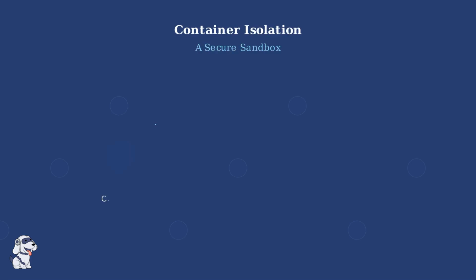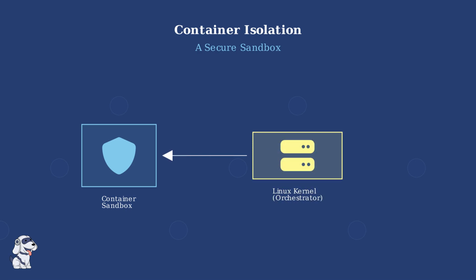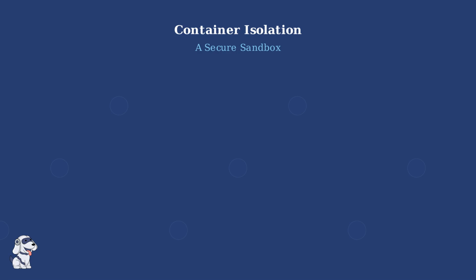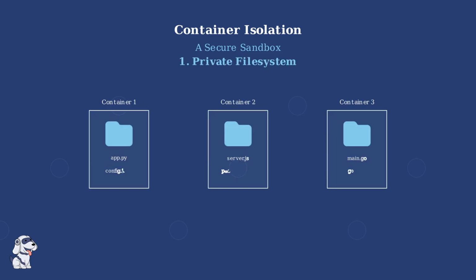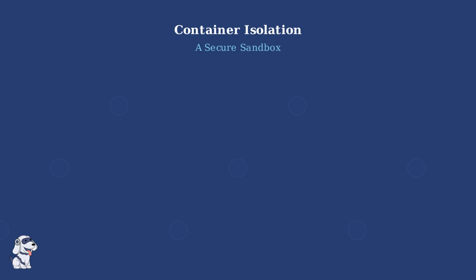Container isolation is one of the most important security features in containerization. Think of it as giving each container its own secure sandbox where it can play safely without affecting other containers or the host system. This isolation is provided by the Linux kernel, which acts as a smart orchestrator. The kernel uses several mechanisms to trick each container process into thinking it has its own completely isolated system resources. The first type of isolation is file system isolation. Each container gets its own private file system view. Even though containers might share the same host machine, each container sees only its own files and directories, completely unaware of what other containers have.